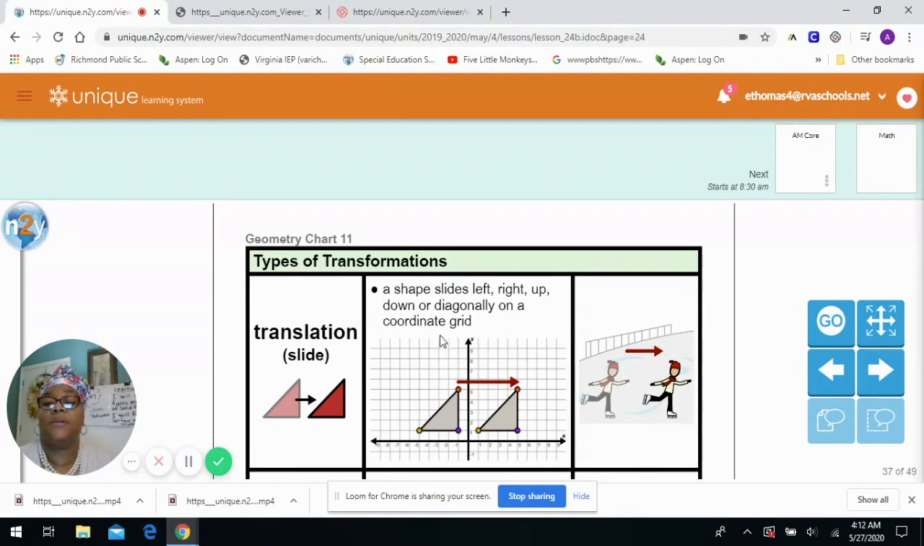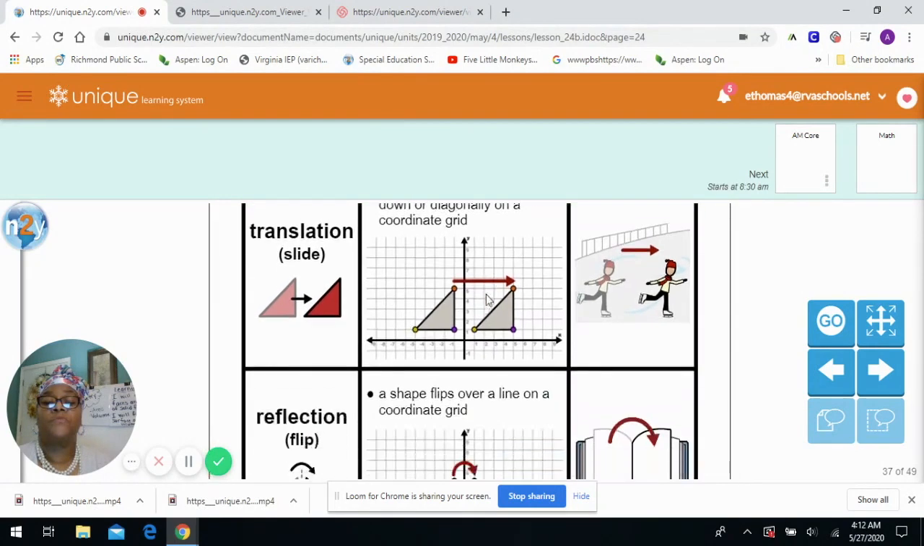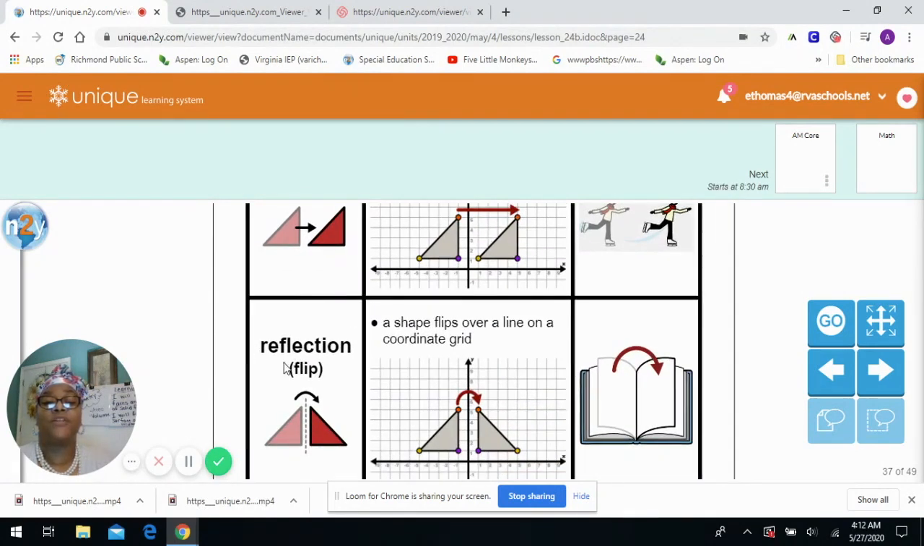It can go here to here. That's still a slide. There to there, slide. There to there, slide. Go this way, slide. Okay. The next one is a reflection, meaning it flips. It's like a mirror. A shape flips over a line on the coordinate grid. So it's on the coordinate grid on this side, then it just flips over. It's like you would turn a book. Flips over. That's called reflection.